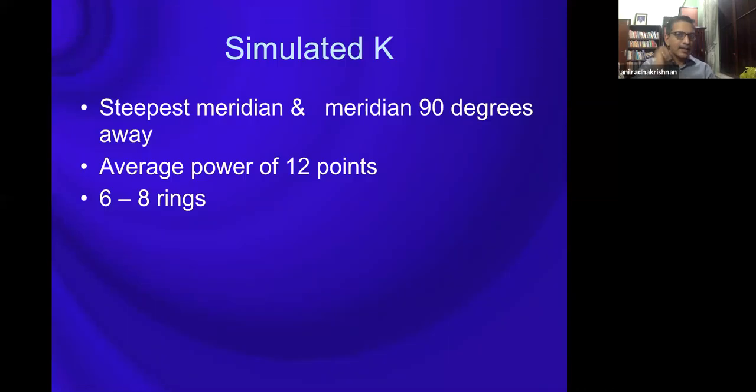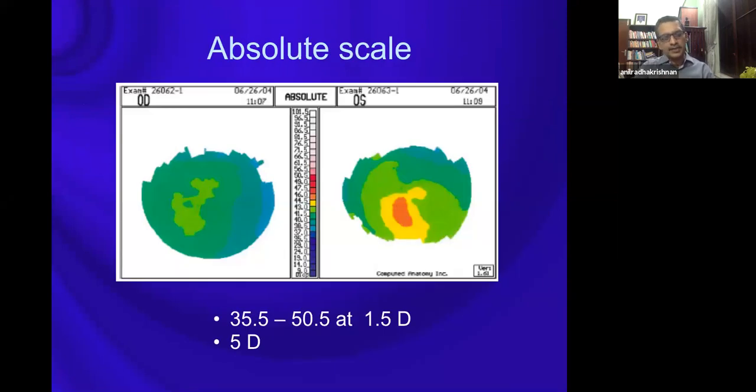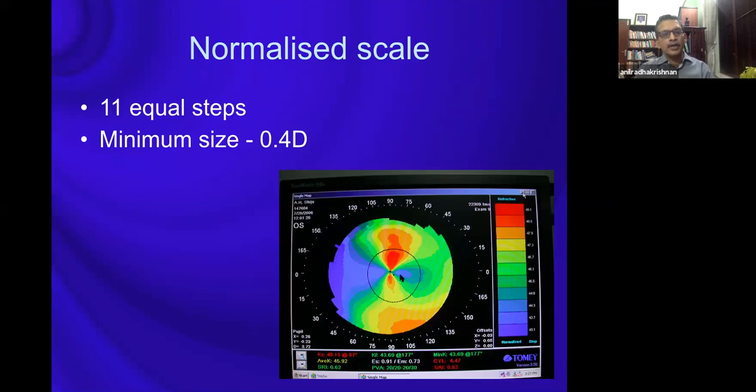In the absolute scale, you can compare with different topography machines. So that is a universally accepted scale, because between 35.5 to 50.5, there is a color change happening only at 1.5 diopters. Beyond that, only at 5 diopters, there is a color change. While in a normalized scale, whatever the curvature of the cornea is, that is divided into 11 equal steps. Again, depending on the machine, in some machines it is even less than that. Then in a TMS4, every color change happens with a 0.4 diopter change in a normalized scale.